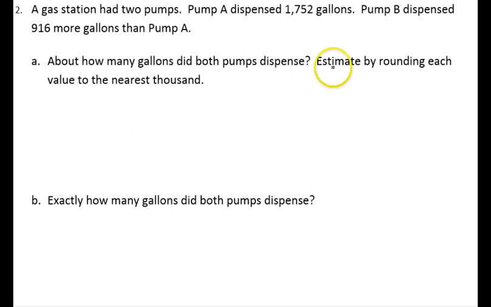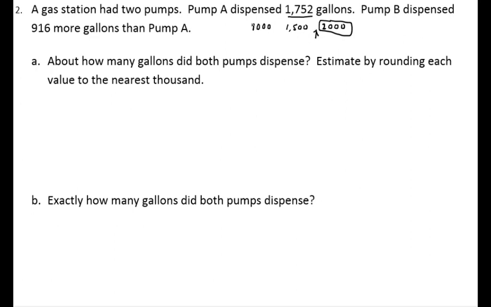So I'm going to look at my values here. I have 1,752 gallons. So my answer choices would be 1,000 or 2,000. The halfway point is 1,500. Since 1,752 falls after the midpoint, that amount will round to 2,000.